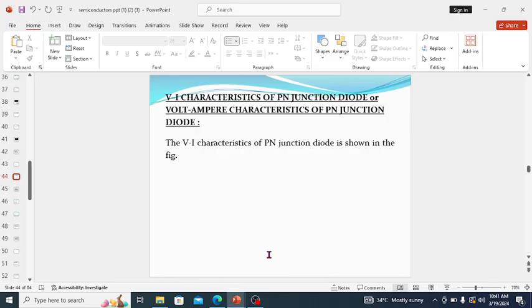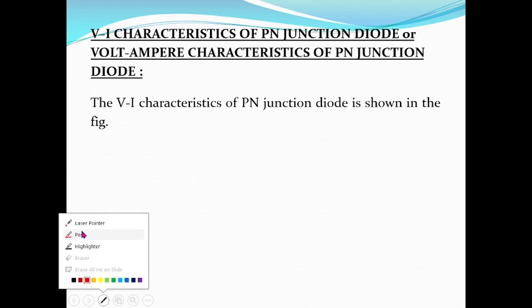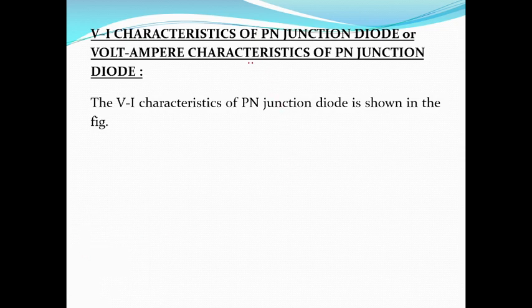Good morning students. Today we will discuss the VI characteristics of the PN junction diode, or volt-ampere characteristics of the PN junction diode. In earlier classes we have discussed what forward bias and reverse bias are, the different biasing techniques in a PN junction diode. In forward bias we discussed the volt-ampere characteristics, and in reverse bias also. If we combine these two, we will get the VI characteristics of the PN junction diode.